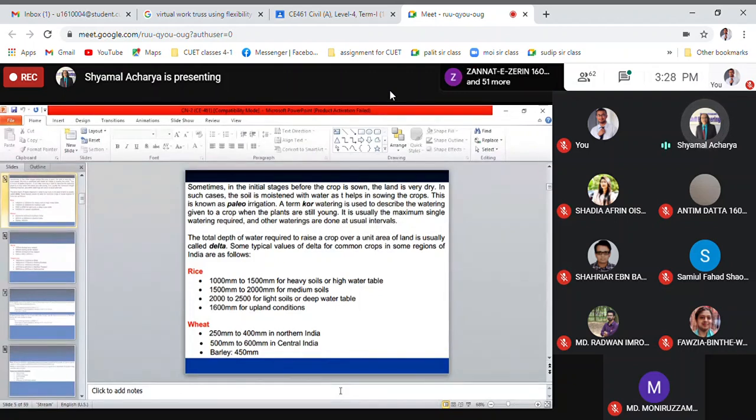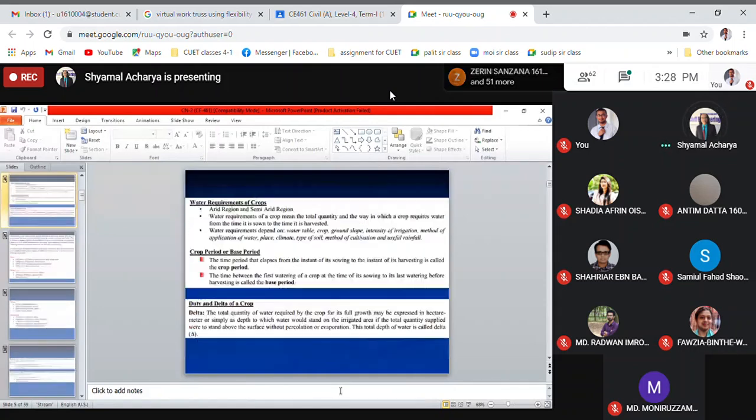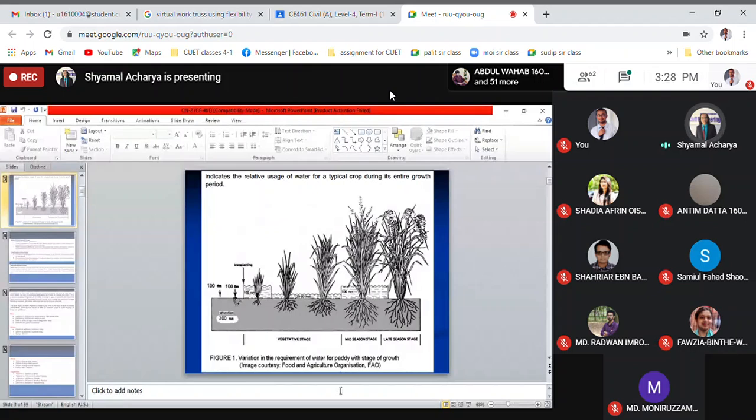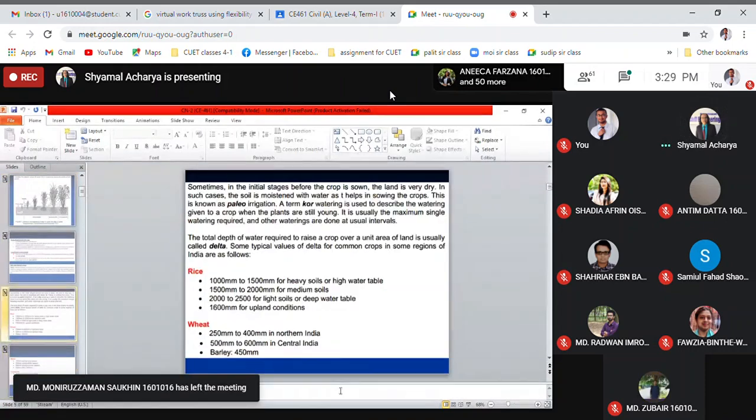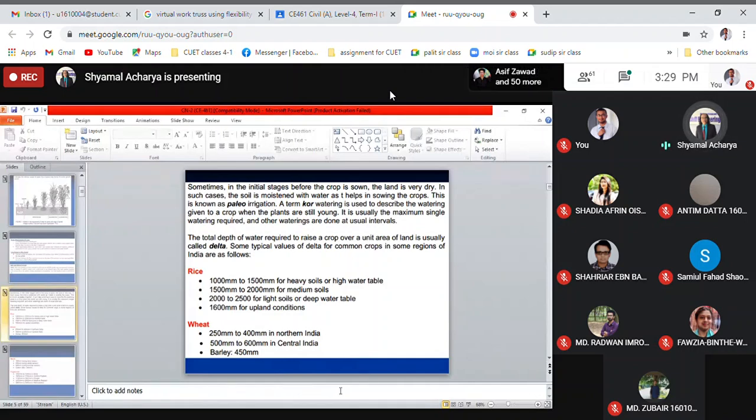And what is core watering? The first maximum watering that you could see, the first 100 millimeter depth of water after sowing, the maximum single watering depth, is called the core watering. The term core watering is used to describe the watering given to a crop when the plants are still young. It is usually the maximum single watering required, and other waterings are done at usual intervals.